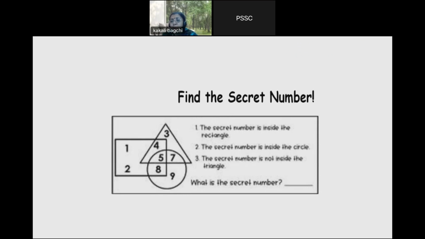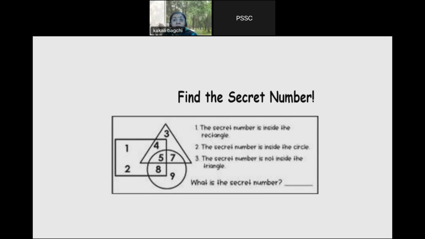Can we give this question in primary level? Yes. See, it is actually a question of class 11. Intersection of sets and complementary set. Yes or not? The secret number is inside the rectangle and inside the circle. That means a point of intersection between rectangle and circle, and not inside the triangle. It's basically set theory.